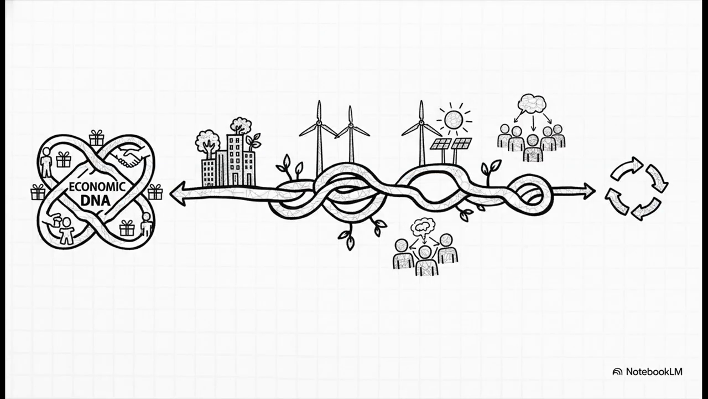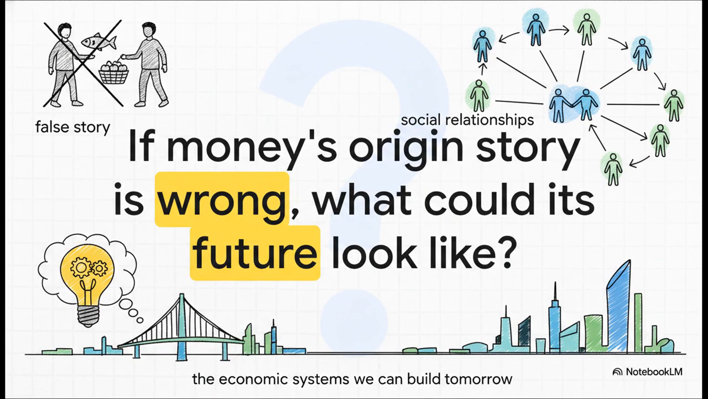And that is exactly why this all matters so much. Because if we understand that our economic DNA is actually built on credit and community and not on some anonymous dog-eat-dog exchange, it completely changes the conversation. It opens the door. It allows us to start imagining economic futures built on something other than just pure, isolated self-interest. You see, understanding where we really came from frees us from the limits of a story that was never true in the first place.